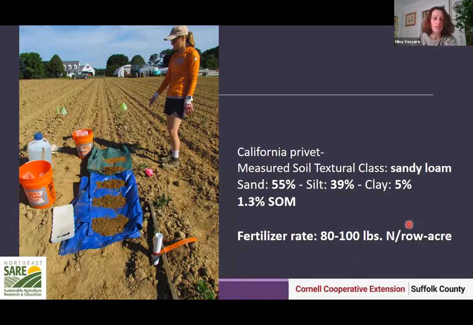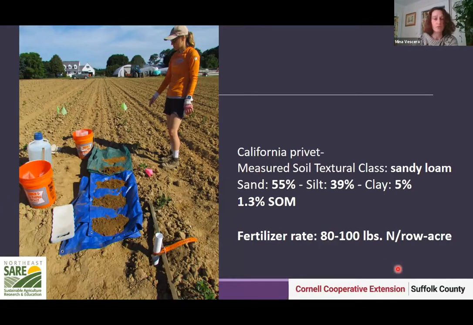The grower rates for fertilizer that they use here in privet for Long Island, depending on the growing season, can vary anywhere from 50 pounds of nitrogen per acre to 150 pounds of nitrogen per acre. And so the growers will do about 3 or 4 applications per growing season. So total nitrogen used for the season increases to potentially even 400 pounds of nitrogen for the growing season.